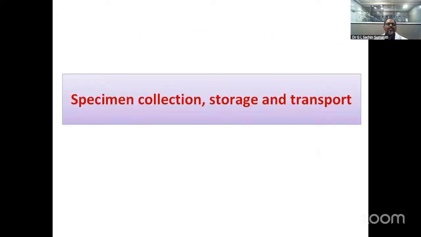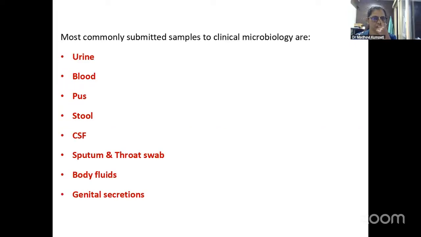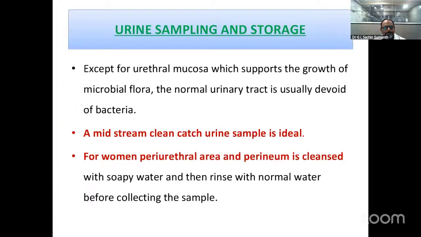Now, let's look into specimen collection, transport, and storage, which is very vital in getting accurate results and also a valid diagnosis for the infection. Usually in clinical microbiology, we receive urine samples, blood, pus, stool, CSF, sputum samples, and throat swabs for respiratory tract infections, and body fluids like pleural fluid, ascitic fluid, peritoneal fluid, synovial fluid, and some genital secretions. Let's look into urine sampling and storage.